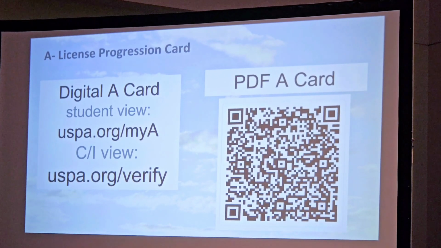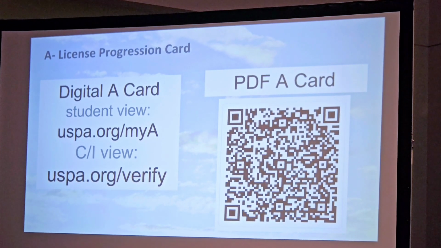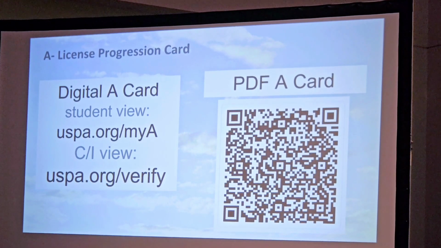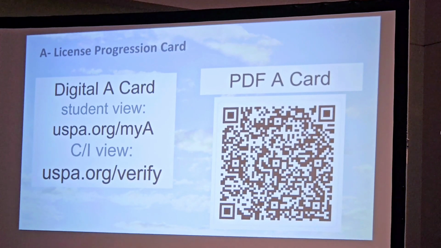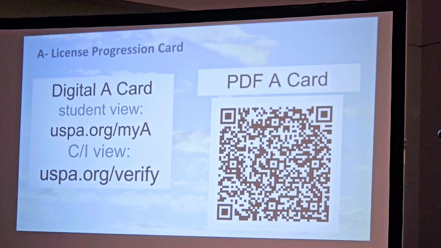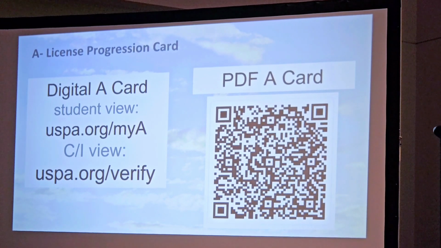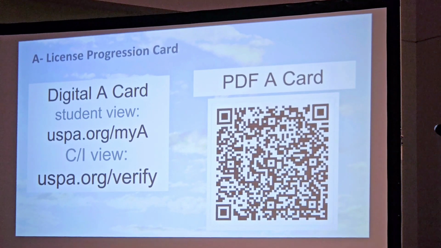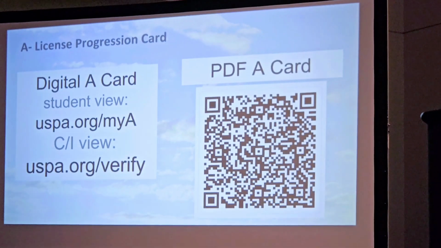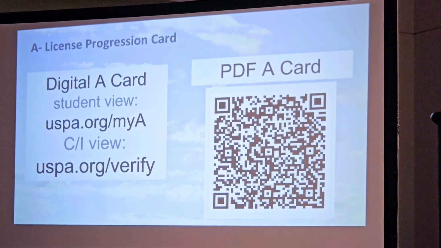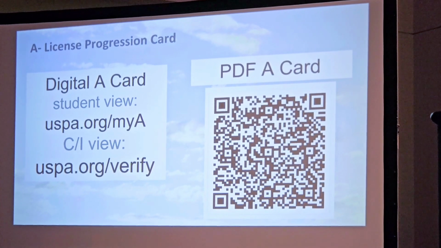The A license, well, first of all, if you want to look at a PDF of the new A license progression card, there's a QR code for that. You can also find it by going to uspa.org/mya. Even if you already have an A license, you can go there and look at the online version of the card.